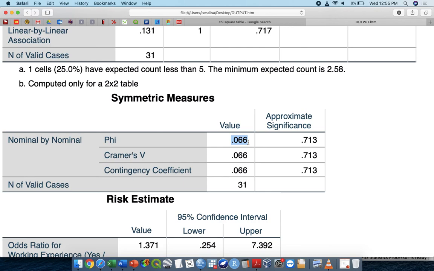pseudo R. Pseudo. So in this value, if you can see here, 0.06 means less than 0.2. What does that mean? Negligible. That means the association can be considered not to exist. The association, the relationship, the relatedness is not there between the working experience and also level of knowledge.